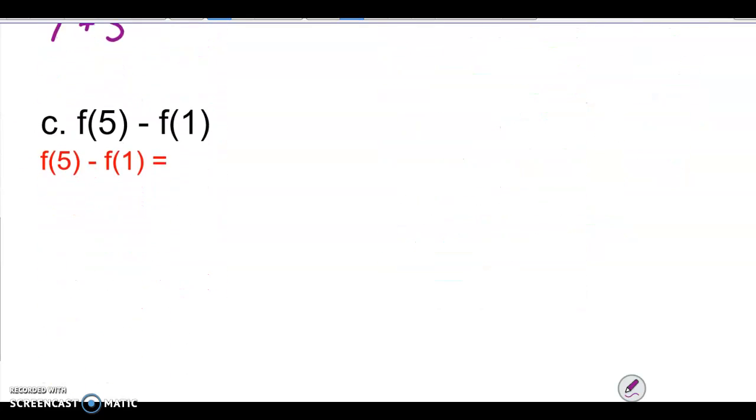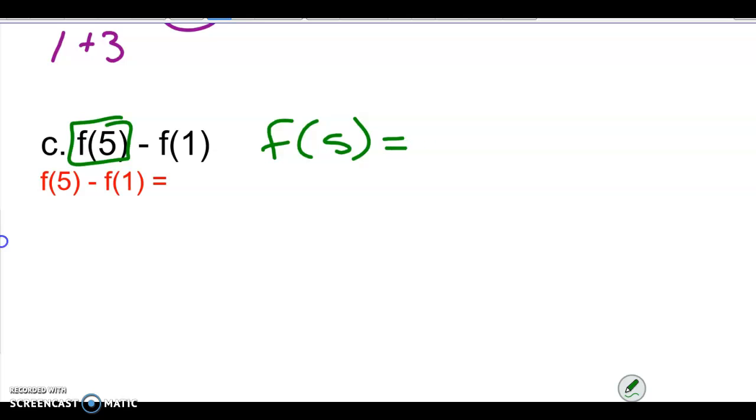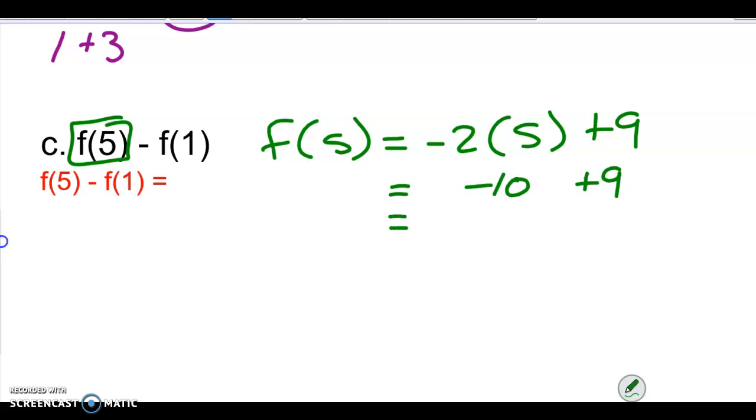And then f of 5 minus f of 1. So we've got to find f of 5 first for that top one. Okay, so negative 2 times 5 plus 9. Negative 2 times 5 is going to be negative 10. Negative 10 plus 9 is going to equal negative 1. So that was f of 5. So f of 5 minus f of 1, so far we have a negative 1 there.